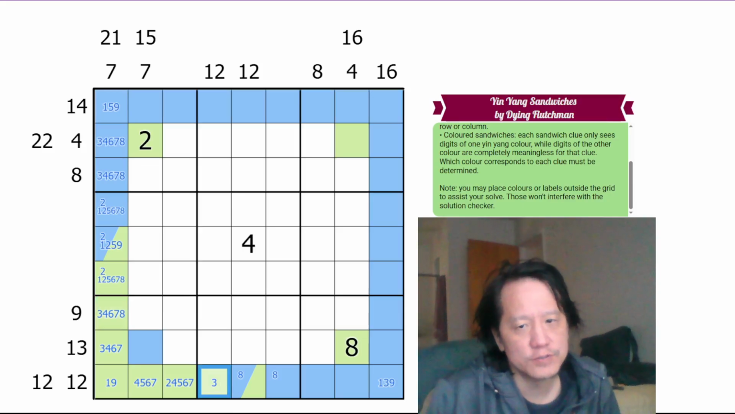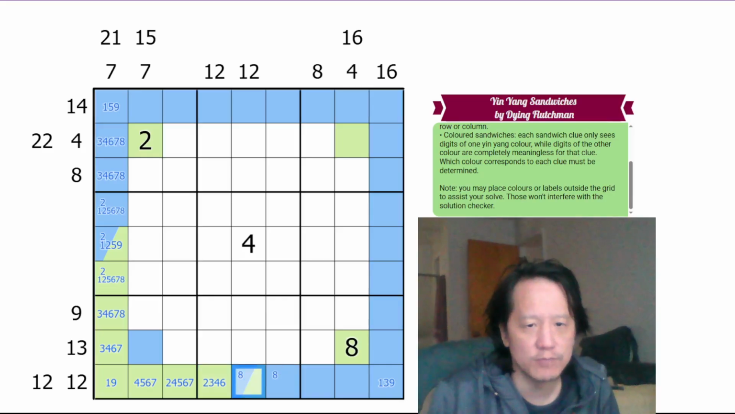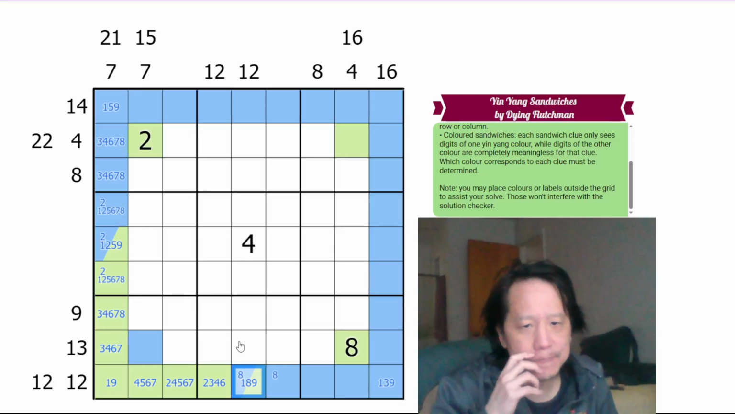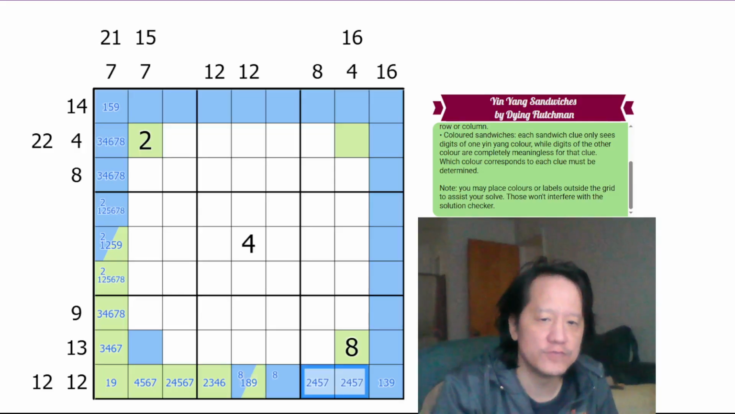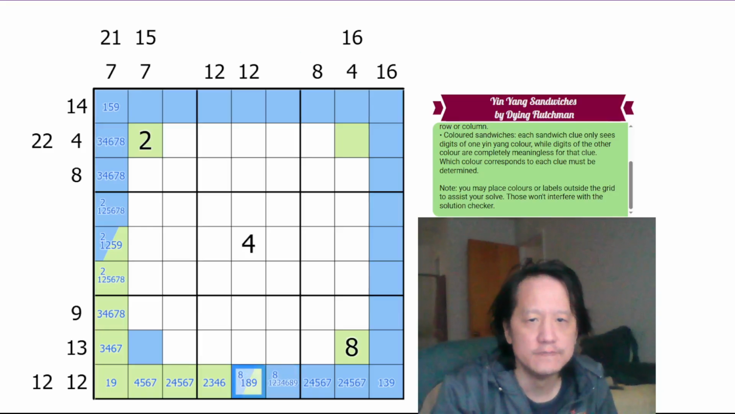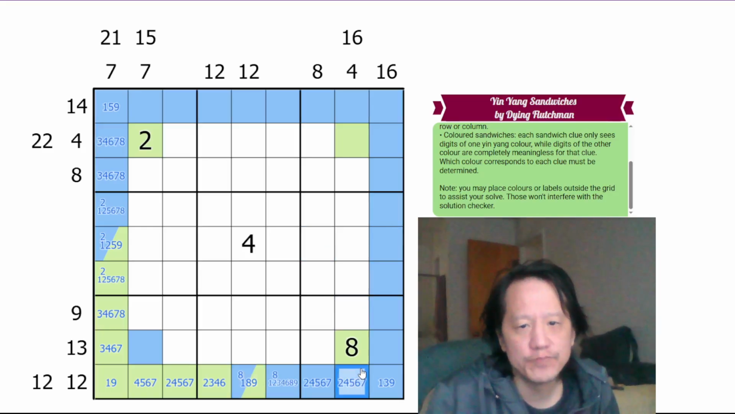Or this is 2, 4, or 6, right? Which can be between 1, 8, or 9. So either this is 5, 7, or it's 2, 4, 6 here. And this is 1, 3, 8, or 9, or 2, 4, and 6. Okay.